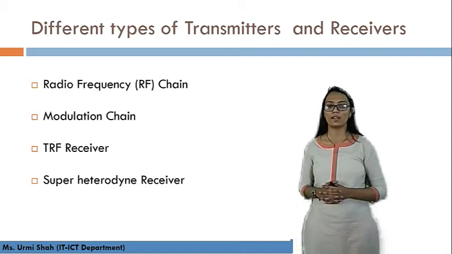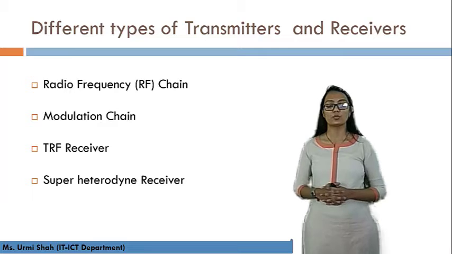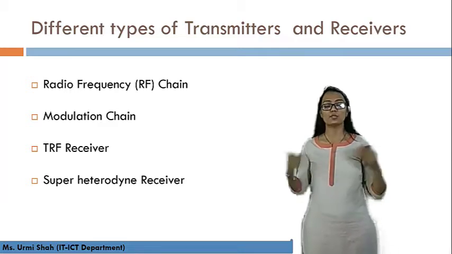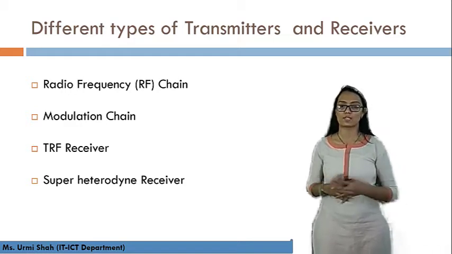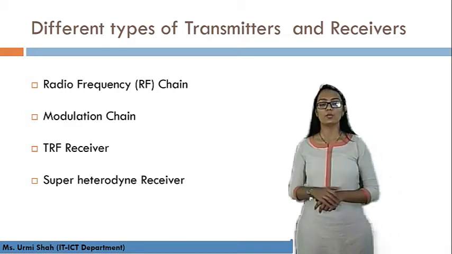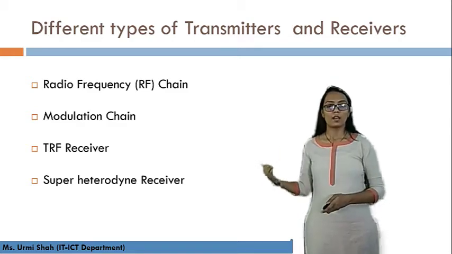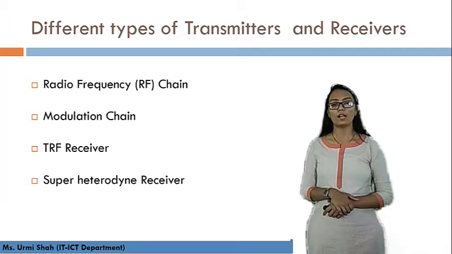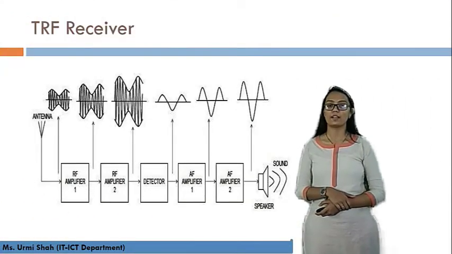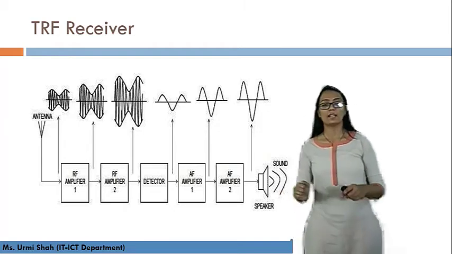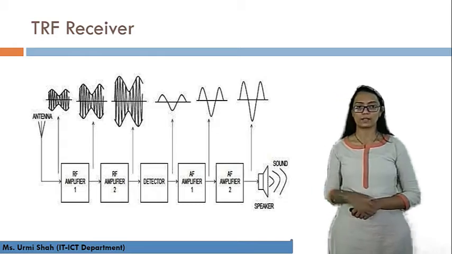TRF is nothing but the tuned radio frequency receiver. Then we have the super heterodyne receiver. These are the two receivers which are currently used in industry and markets for reception purpose. We will be looking at these receivers in the upcoming slides. Now, we are all wondering about these different types of transmitter and receiver. Let's understand what is TRF and what is the super heterodyne receiver.